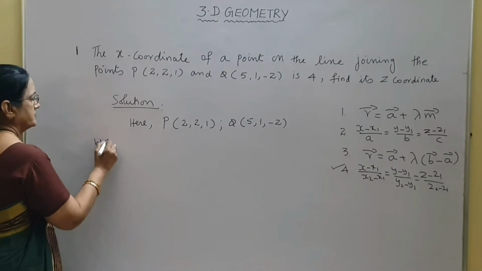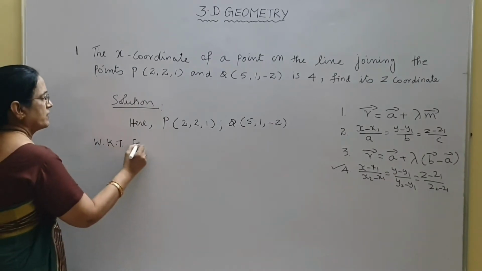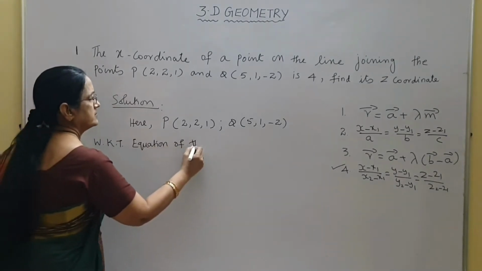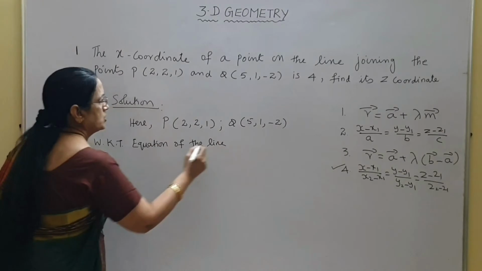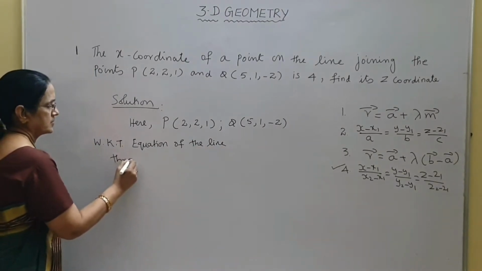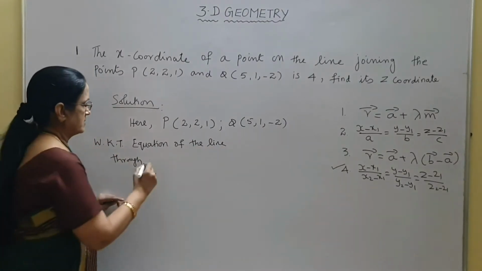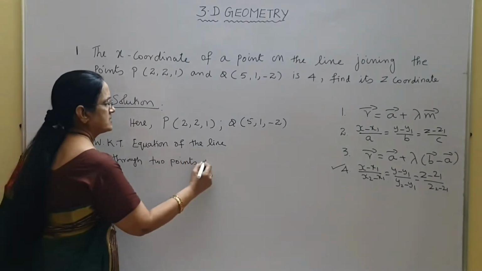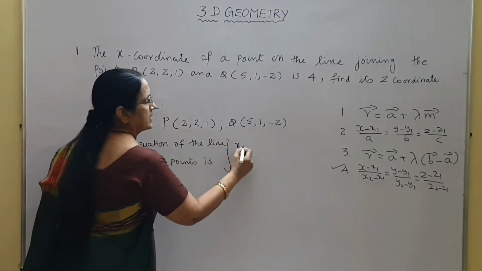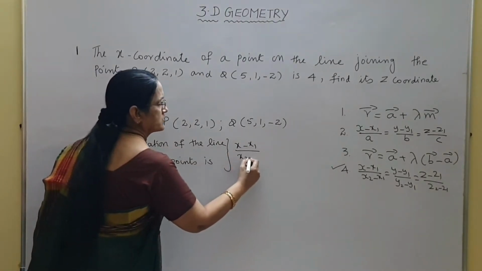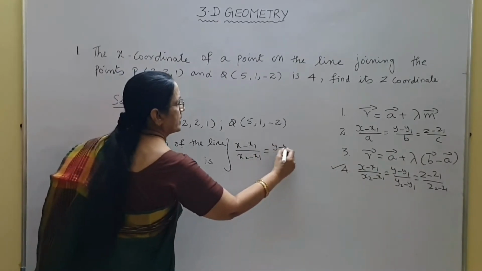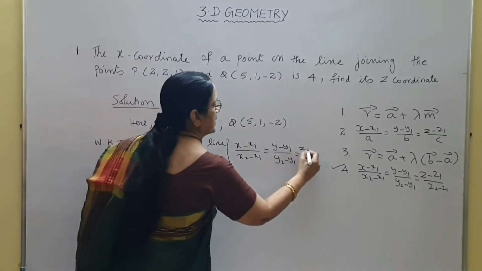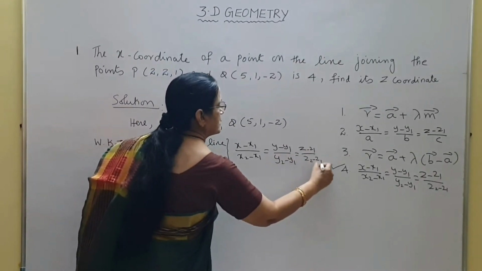We know that the equation of the line through 2 points is (x - x1)/(x2 - x1) = (y - y1)/(y2 - y1) = (z - z1)/(z2 - z1).